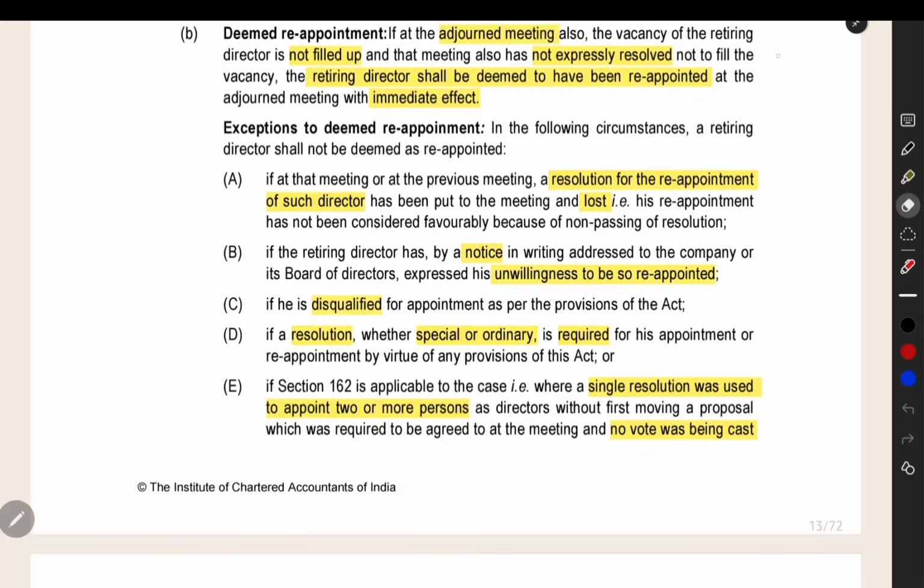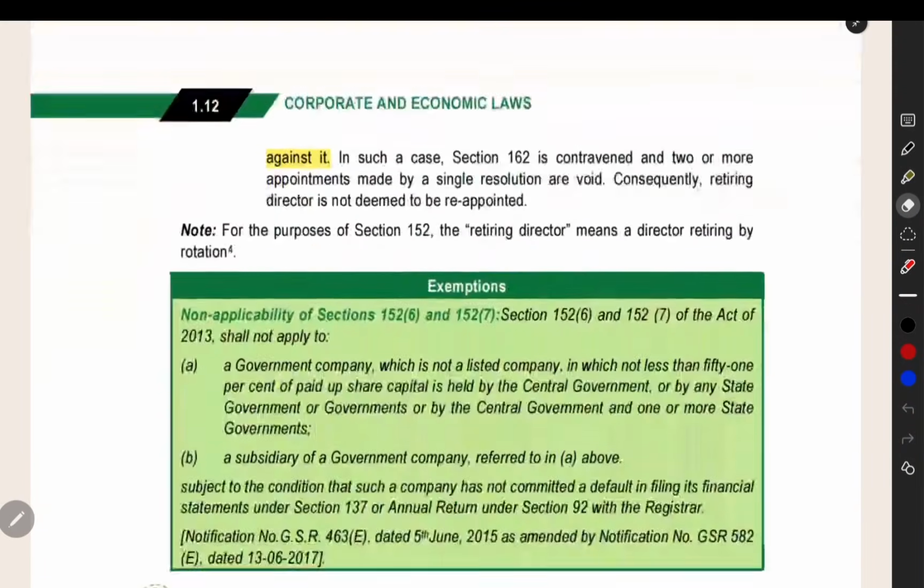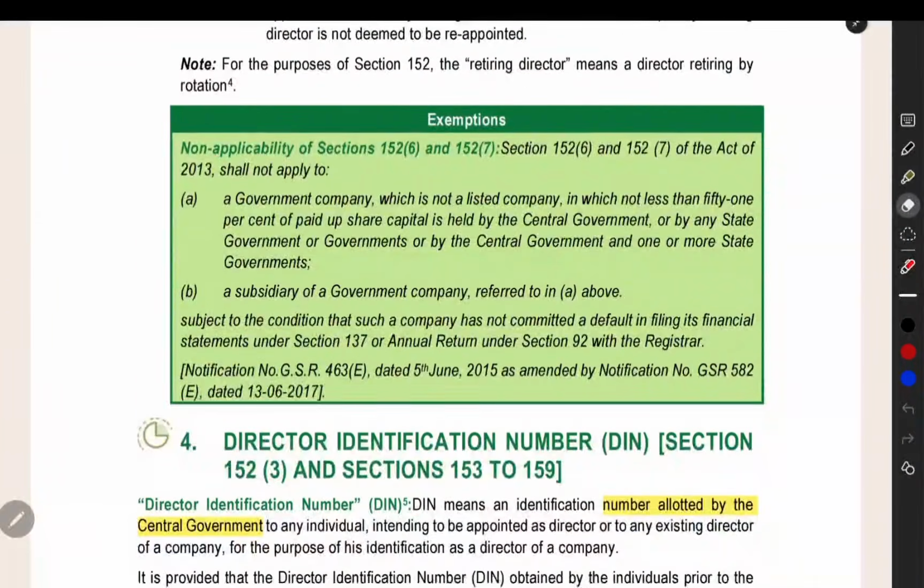But in some cases it will not be possible. We put up a resolution for the reappointment of the retiring director, and the resolution was lost. Or he gave his unwillingness to be appointed as a director in a notice. Or he is disqualified. In such cases, we have to pass a resolution to appoint the director, and the deemed reappointment will not happen. Those cases have been listed here. You have to read this and then highlight the important points. Some exemptions are also given. You can read it by yourself.